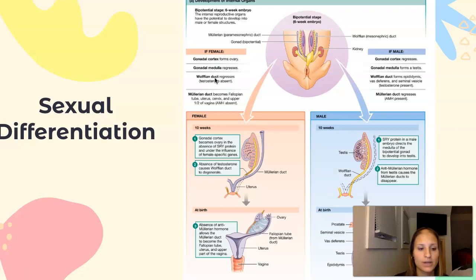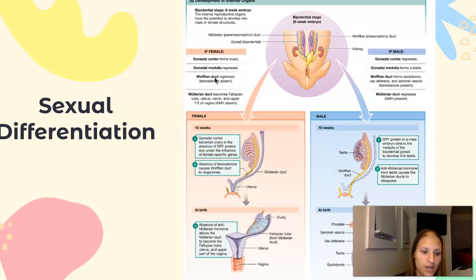So if the gonad is to become an ovary, it will do so in the absence of the SRY gene. You can see this on the left side for female development, and it will do so in the presence of some female-specific genes. The absence of testosterone causes the Wolffian duct to degenerate, and at birth, the absence of anti-Mullerian hormone in the female infant will allow the Mullerian duct to become the fallopian tube, uterus, and the upper part of the vagina.